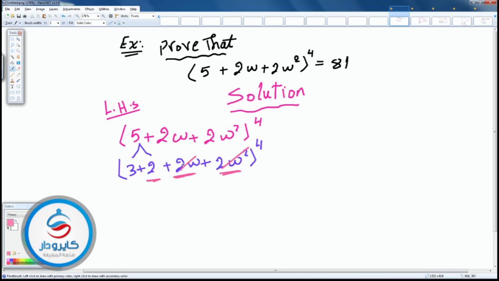Then we have now 3 raised to the power of 4, and 3 to the power of 4 equals 81, and this is the right hand side. Piece of cake, as they said. How could we solve this problem? Directly by applying the properties of the omega, which is the cubic root of unity.